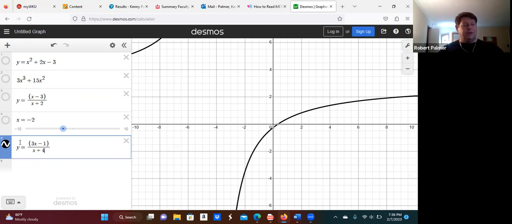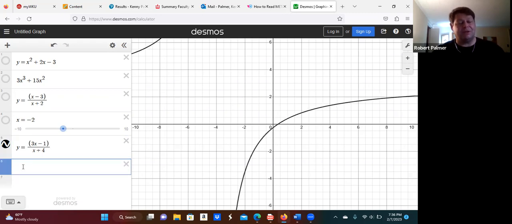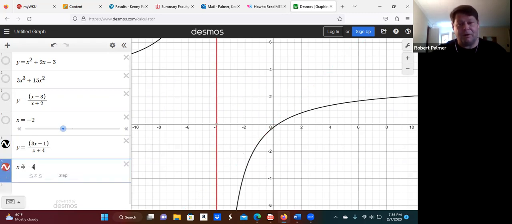Now, similarly, think about a vertical asymptote. This one, if you plug in -4 to this, then that would make this undefined. So a vertical asymptote at x equals -4.